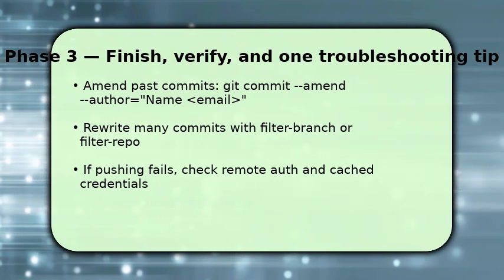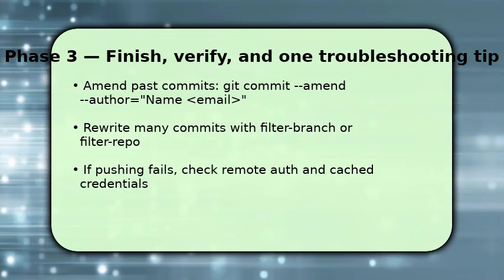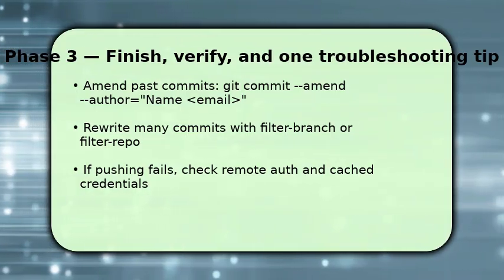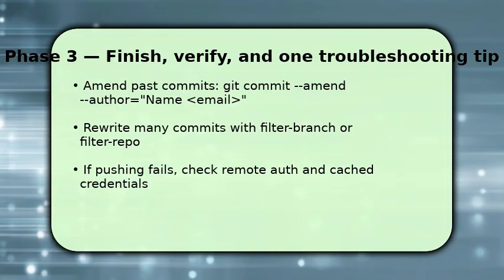If a past commit used the wrong identity, amend it with git commit --amend --author="name <email>" for the latest commit. For many commits, use git filter-branch or git filter-repo carefully.